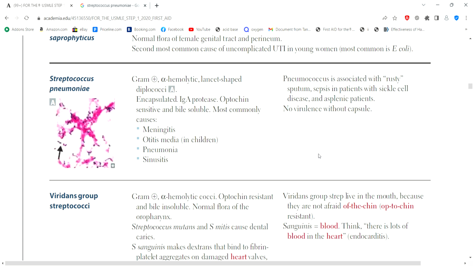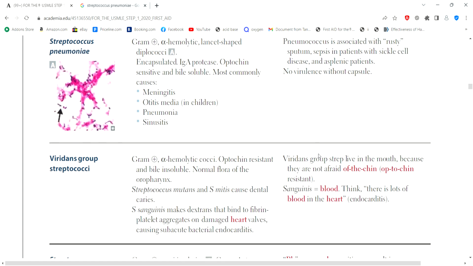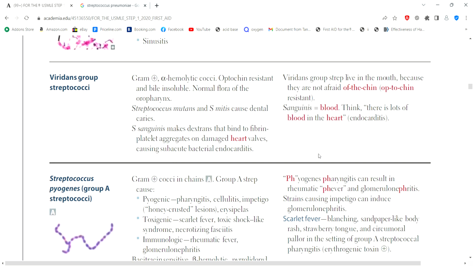And no virulence without a capsule. So basically, the streptococcus needs its capsule to infect humans. Okay. Next, Viridans group Streptococcus. Here, these are gram-positive alpha hemolytic cocci. Optochin resistant and bile insoluble. So Viridans group Streptococci does not get dissolved in bile. This is the normal flora of the oropharynx.